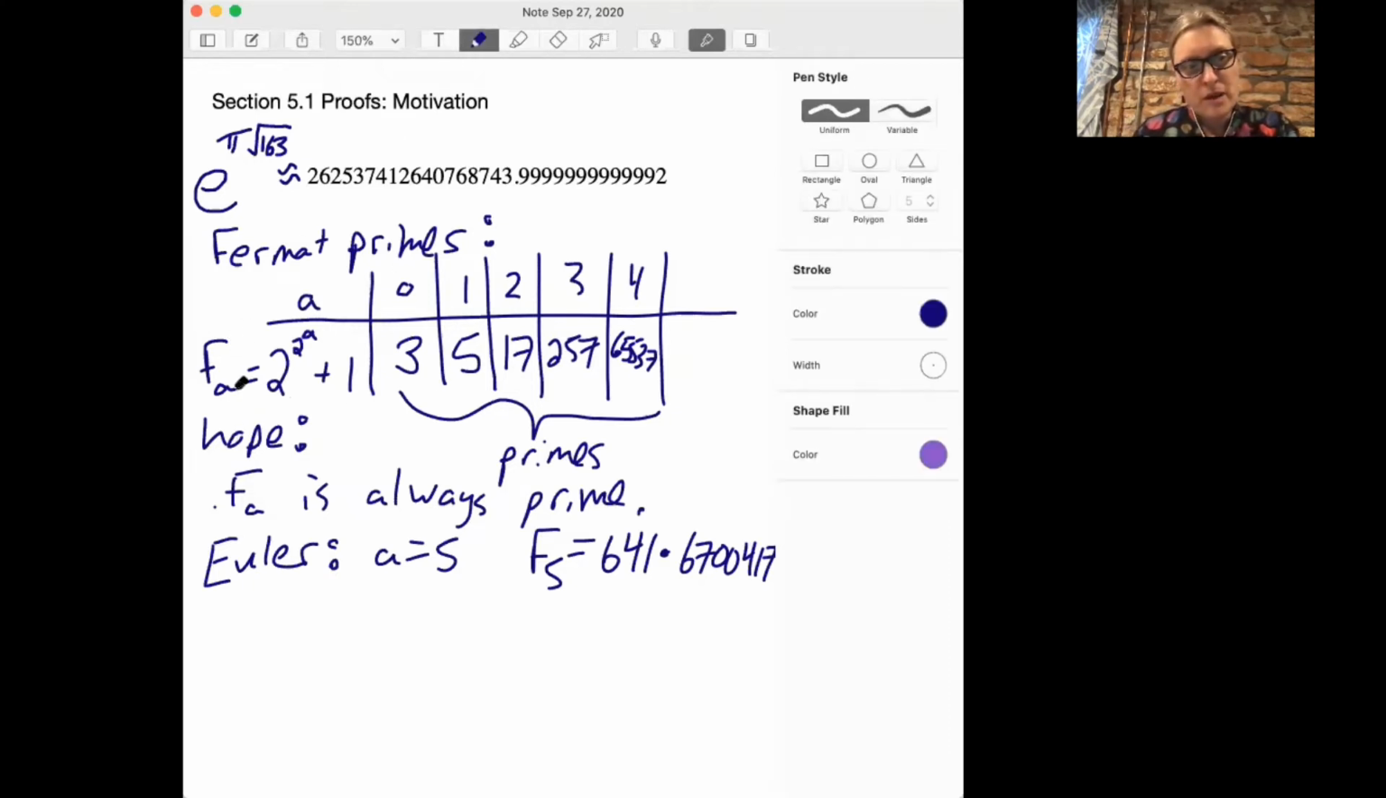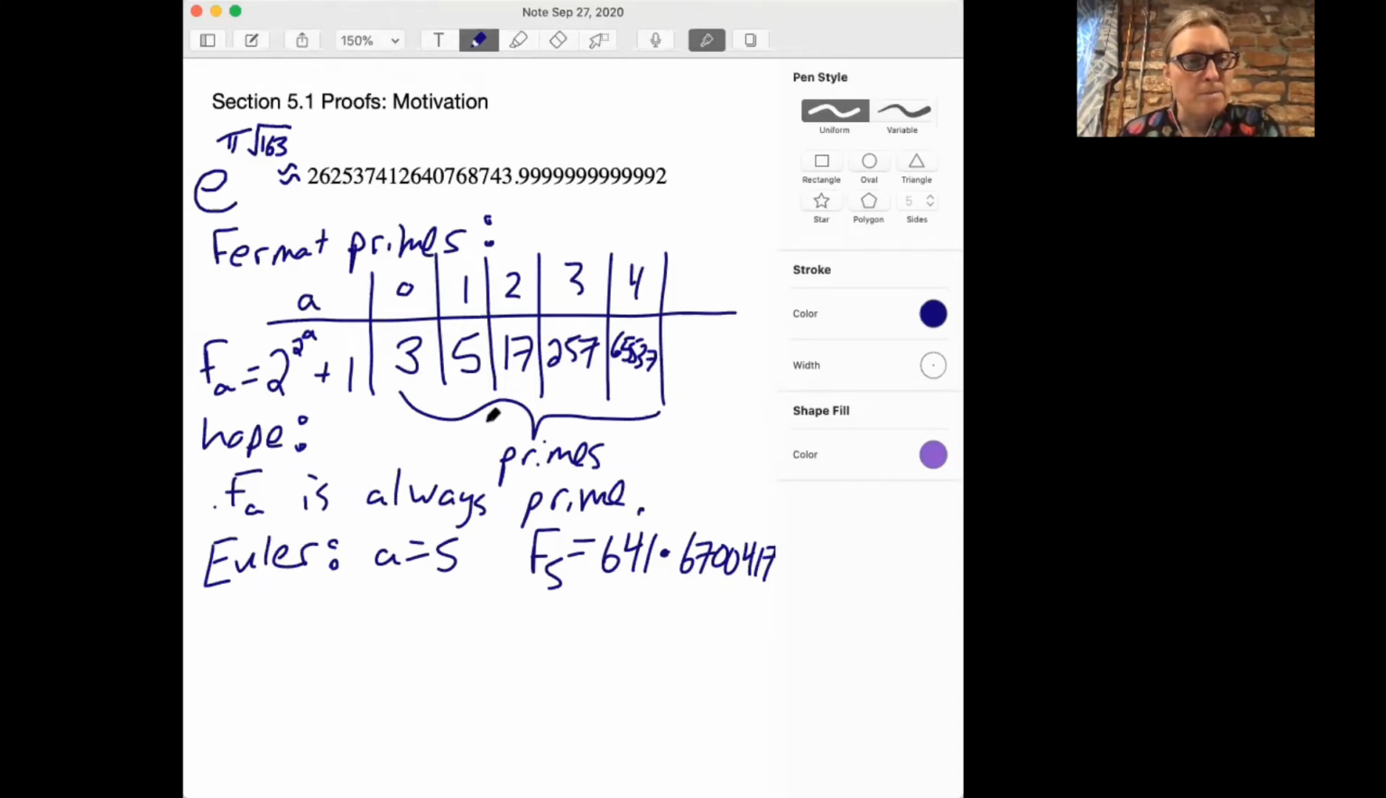This formula is still used to produce large primes, because even if some number like F_5 is not prime, it might have a big prime factor. And so that's a useful way of finding big primes. But in general, people don't know how many primes are going to show up. How likely is it that F_a is going to be a prime number or not?